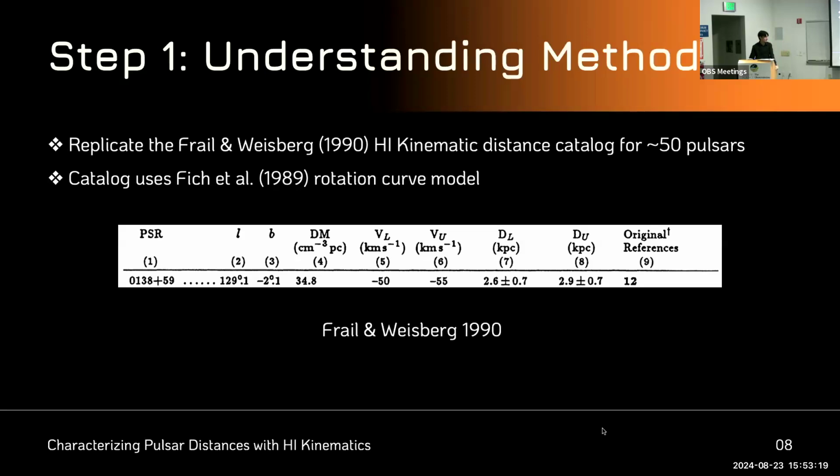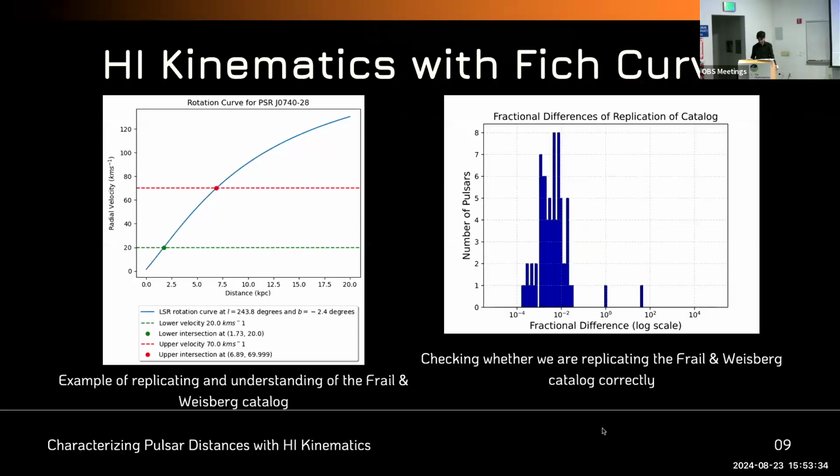1989 rotation curve model. So our first step is to plot a rotation curve model along the line of sight, use the radial velocities that they give us in the catalog, and try to replicate the distance measurements that they derived. Here's a small example of one pulsar we did this for, pulsar J074028. We plotted the Fich et al. 1989 rotation curve model along the line of sight of the pulsar.